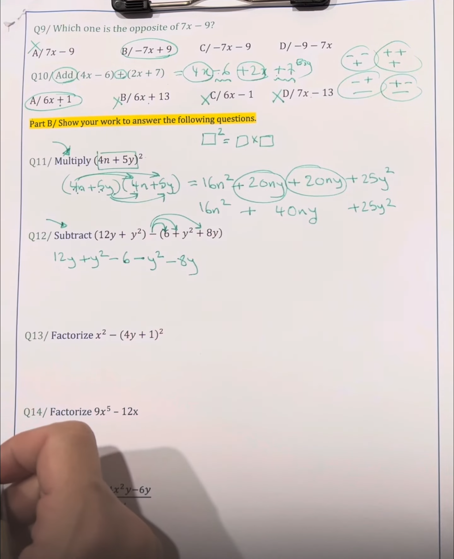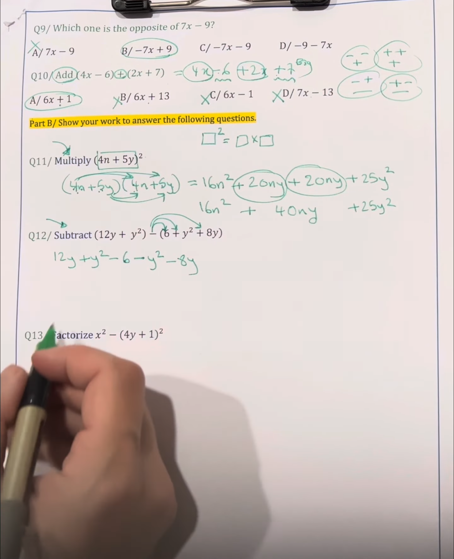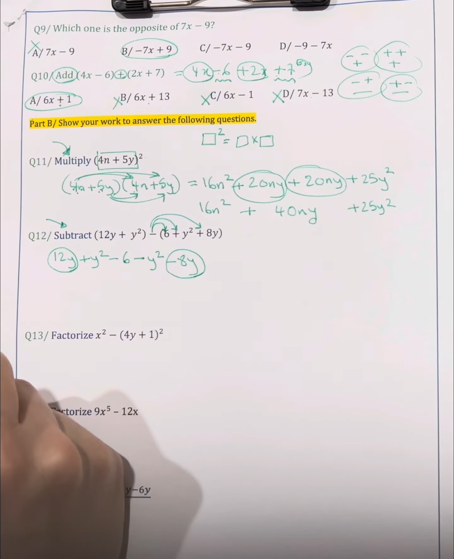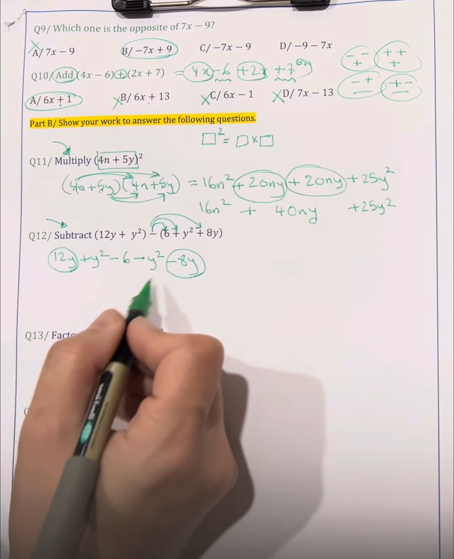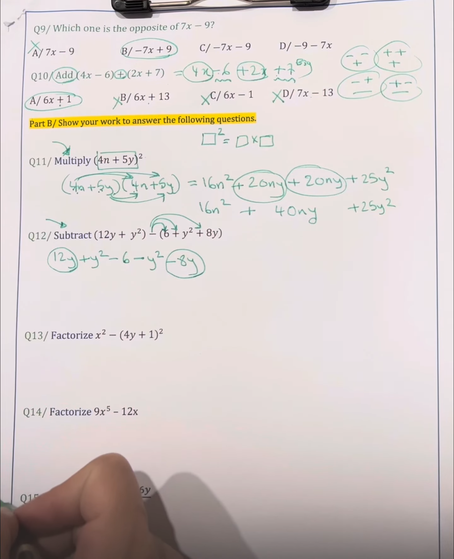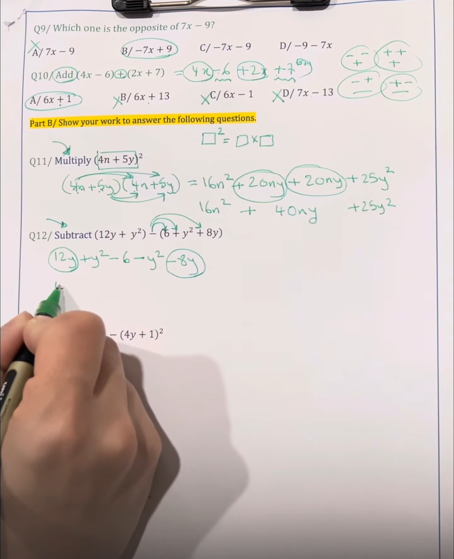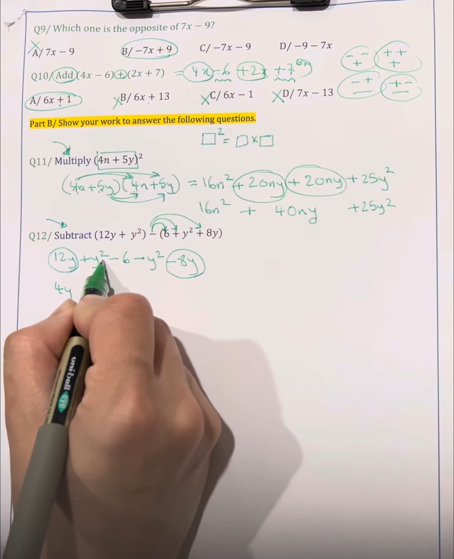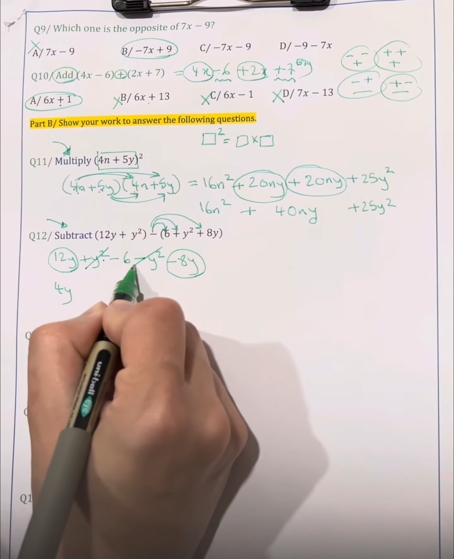After doing this, I am searching for the like terms. 12y, negative 8y. So 12y minus 8y, how much do we get? 4y. Great. Now, positive y squared with negative y squared, it will go away.